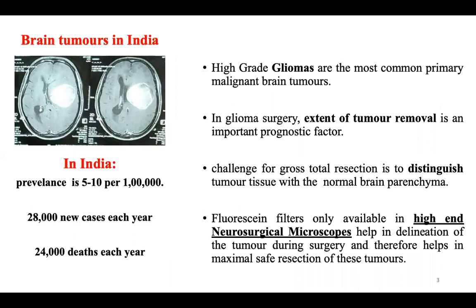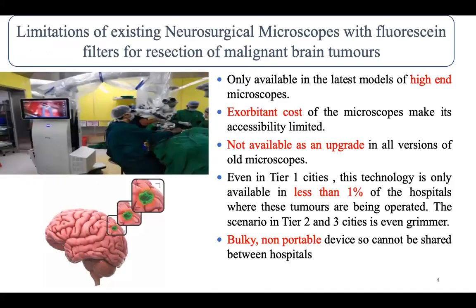The challenge for gross total resection is to distinguish tumor tissue from the normal brain parenchyma. Fluorescein filters are available in high-end microscopes, which help in delineation of the tumor during surgery and therefore help in maximum safe resection of these tumors.